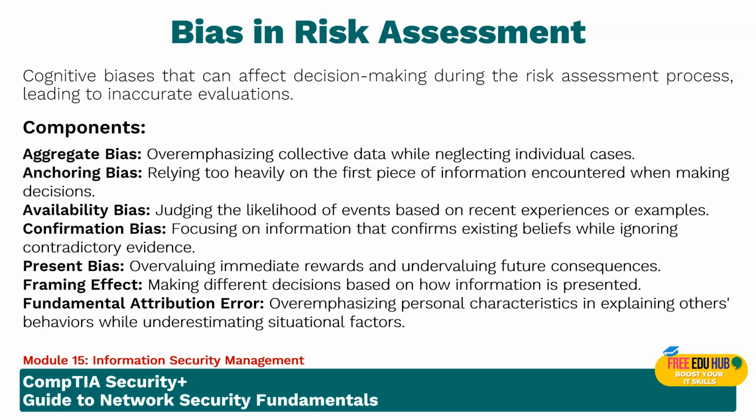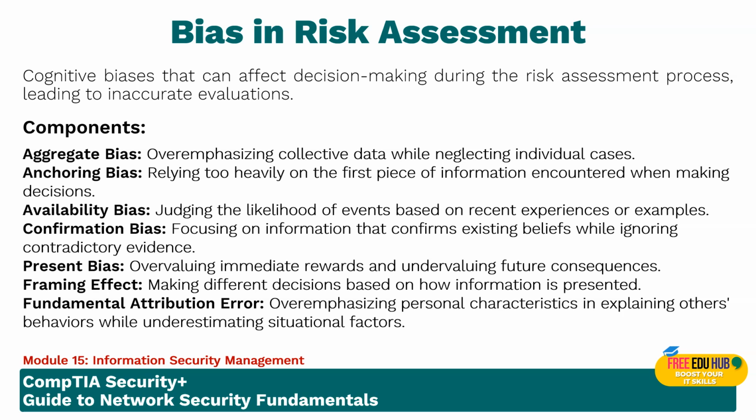For example, aggregate bias. This bias occurs when decision makers overemphasize collective data and overlook the nuances of individual cases. In risk assessment, it might lead to ignoring unique threats to specific parts of the organization because they don't appear significant in the broader data set.